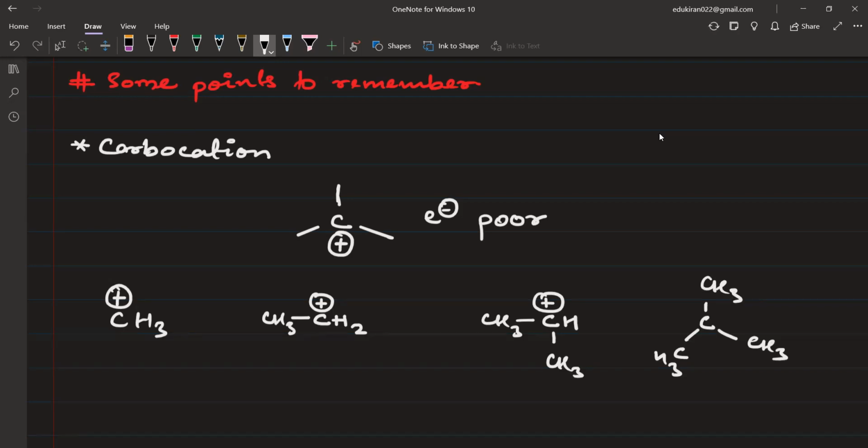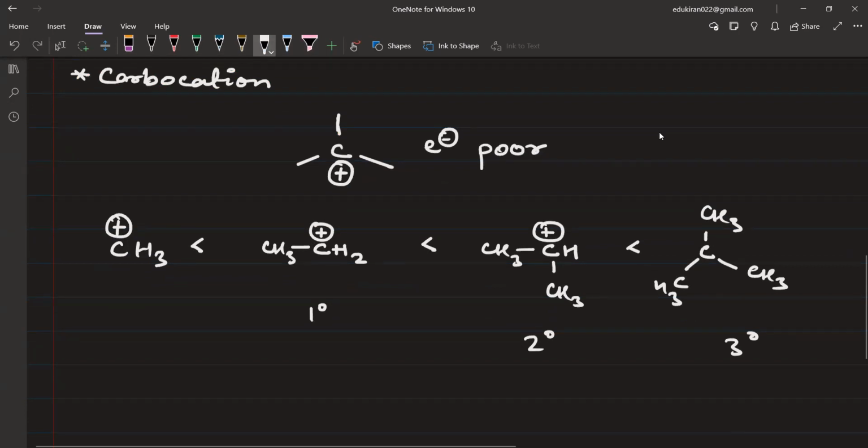Now this carbocation is not attached with any other carbon group, so it is not called 0 degree, but you can assume it in your head. Don't write 0 degree anywhere. But this is going to be 1 degree because this carbocation is attached to one CH3 group. This is going to be 2 degree. This is going to be 3 degree. 3 degree is most stable. After that, we have 2 degree, and then we have 1 degree. So this is the stability of carbocation.